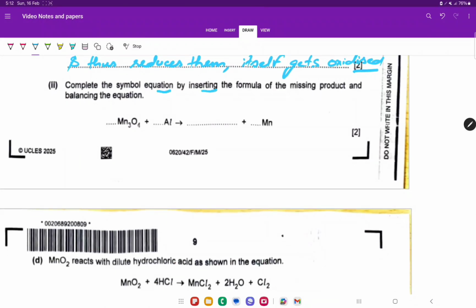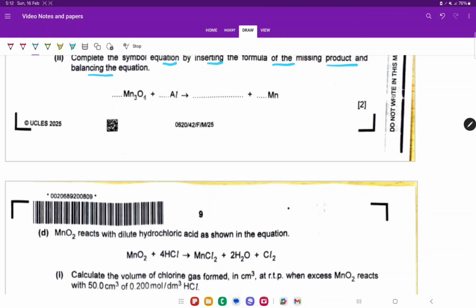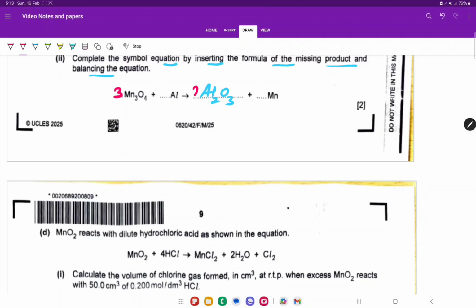Complete the symbol equation by inserting the formula of the missing product and balancing the equation. Now Mn3O4, I have to balance it. It gives you Mn, and a product is also missing. When I react Mn3O4 with aluminium, we know it should form aluminium oxide. Al2O3 will be my formula. Now aluminium there are 2, if I put 2 here, then it will be 2 aluminium, but oxygen will be 3 only. So we have to take oxygen also in whole numbers. If I put 3 here, Mn3O4 gives you 3 times 4, which is 12 oxygen, it means I can put 2 here.